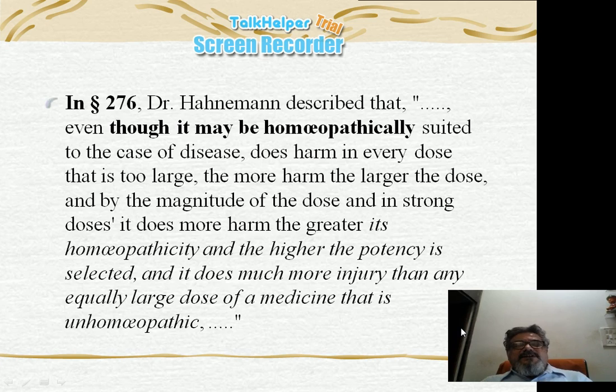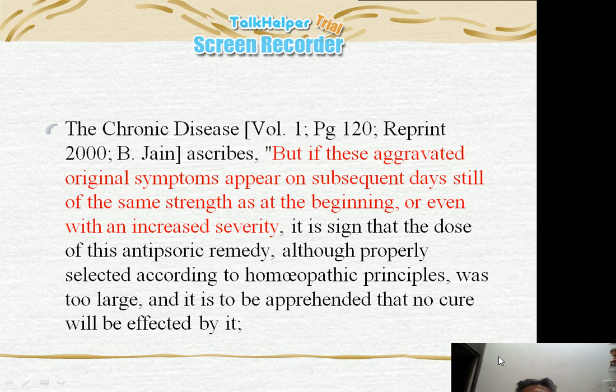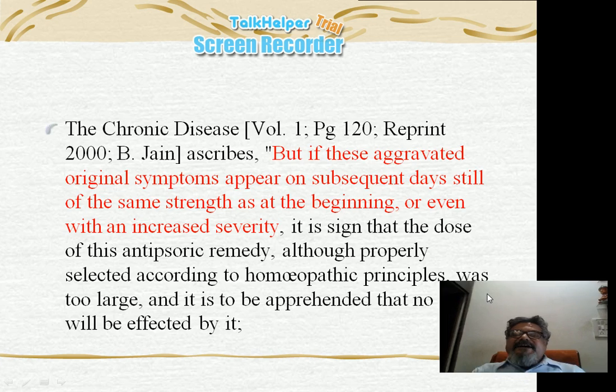In observation number 1, the aggravation was so severe because the drug was perfectly similar. Greater homeopathicity was there. Now in chronic disease, it is ascribed, but if these aggravated original symptoms appear on subsequent days, still of the same strength as at the beginning, or even with an increased severity, it is a sign that the dose of the antipsoric remedy, although properly selected according to homeopathic principle, was too large, and it is to be apprehended that no cure will be effected by it.